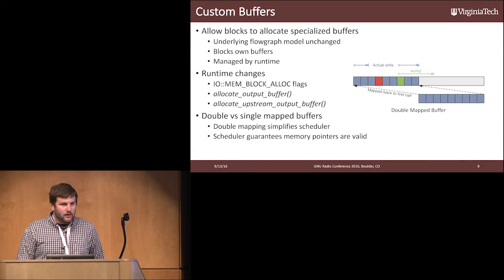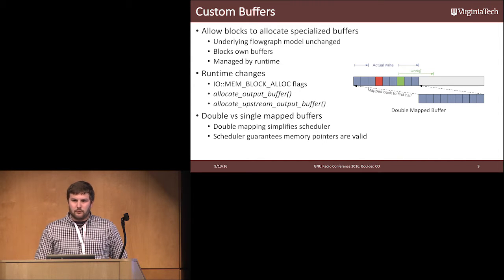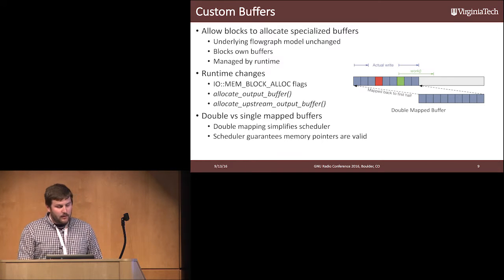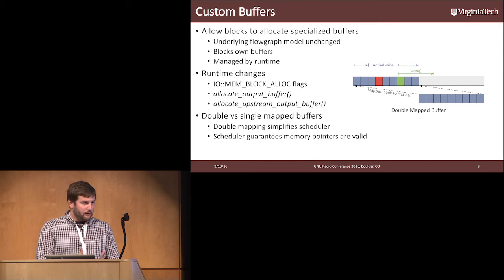That requires some additional changes to the runtime. For example, there are new flags that you use when you are creating your input-output signatures to tell the scheduler that you need to allocate. So there's the memblock alloc flag. And there are two virtual functions, allocate output buffer and allocate upstream output buffer. These are the two functions that a block needs to implement for the scheduler to call in order to allocate the buffers that it then uses.